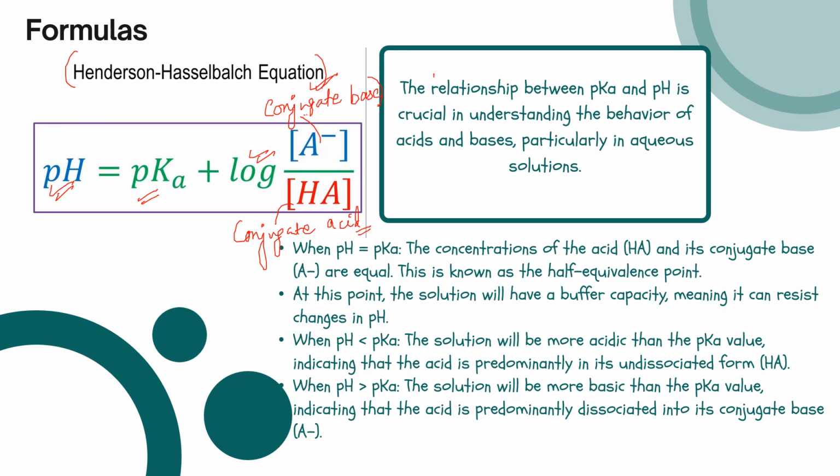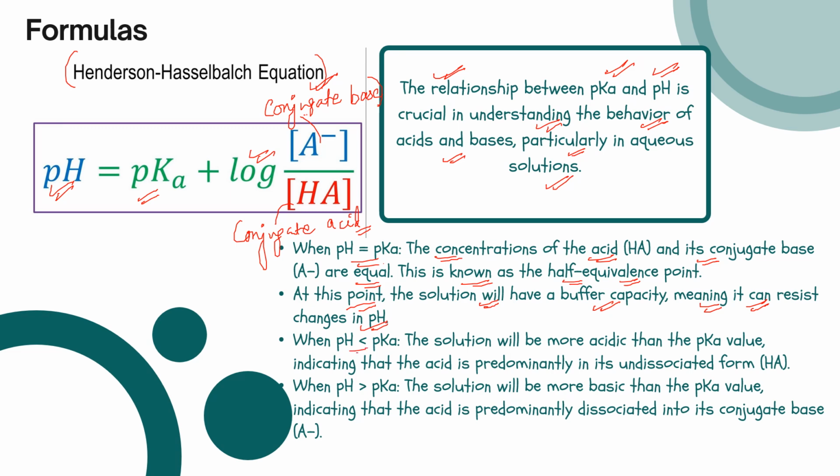Okay. So the relationship between pK and pH is crucial in understanding the behavior of acids and bases, particularly in an aqueous solution. This is the fundamental thing that you should know. So it is telling that whenever pH is equal to pK, the concentration of acid and its conjugate base are equal. This is known as the half equivalence point. At this point, the solution will have a buffer capacity, meaning it can resist changes in pH.